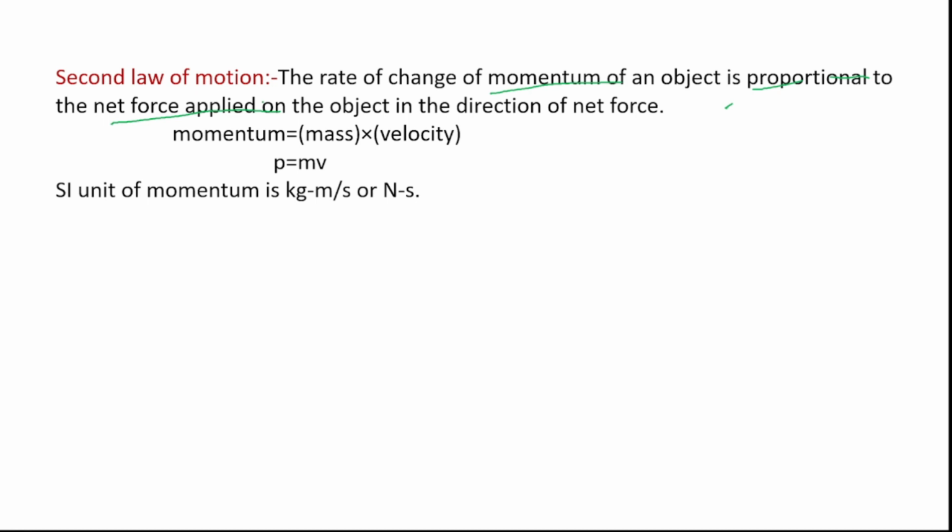What is momentum here? Momentum is defined as the product of mass and velocity. So this is what I said in the second statement, right? Momentum is the product of mass into velocity. Momentum is denoted with the letter P, mass with the letter M, and velocity with the letter V. So P equals mv, and the SI unit of momentum is kg meter per second or Newton second.